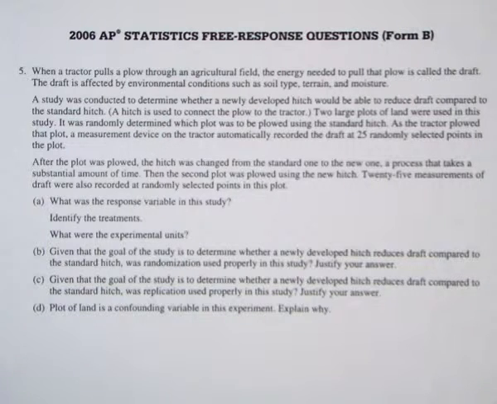So question A, what was the response variable? Well, the response variable was the amount of draft, or the amount of energy needed to pull the plow. Okay, so what were the treatments? The two treatments were the standard hitch and the new hitch. Okay, what were the experimental units? The experimental units were the two large plots of land.